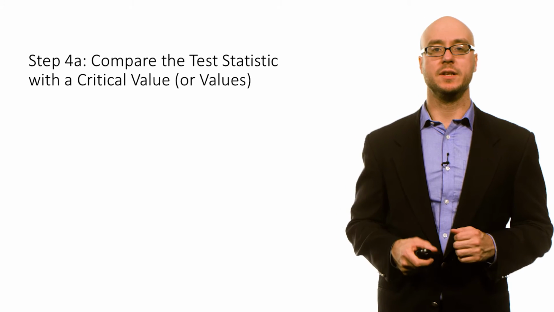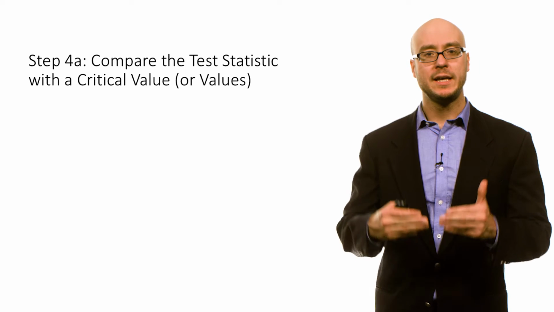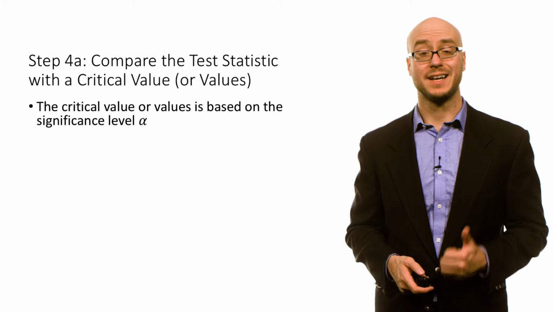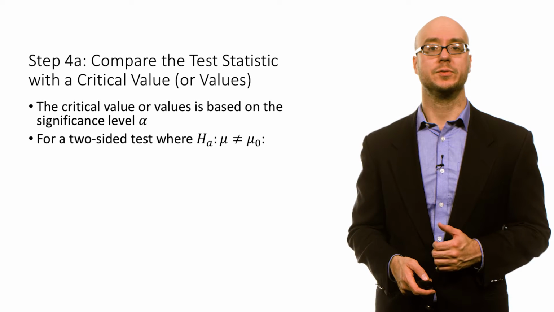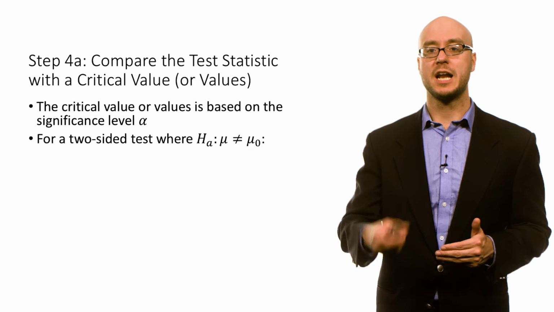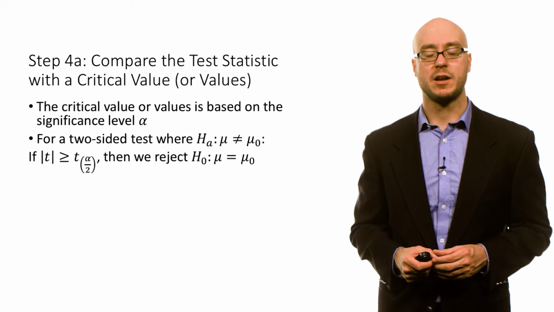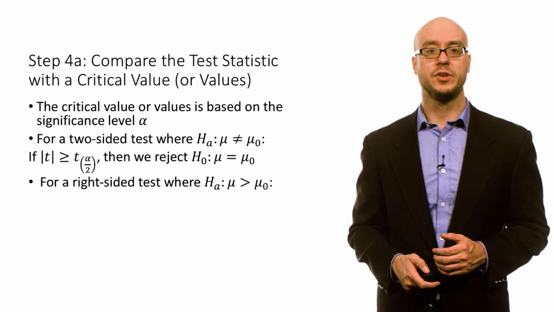After we've calculated the t-test statistic or computed it from software, we want to compare the test statistic with a critical value or set of values. Again, the critical value is going to be based on whatever we set alpha to. And then for a two-sided test where the alternative is that the population mean does not equal the claimed value of the null, if the absolute value of our test statistic is greater than our value of t alpha divided by 2, then we're going to reject the null.